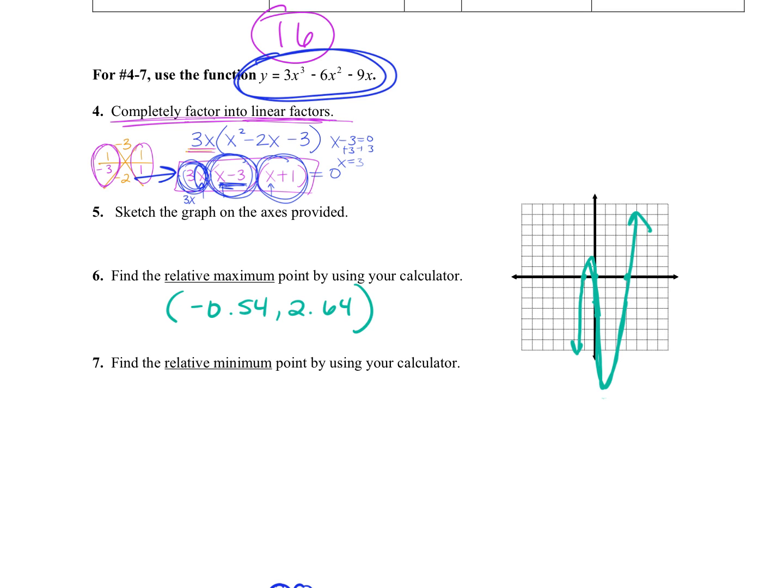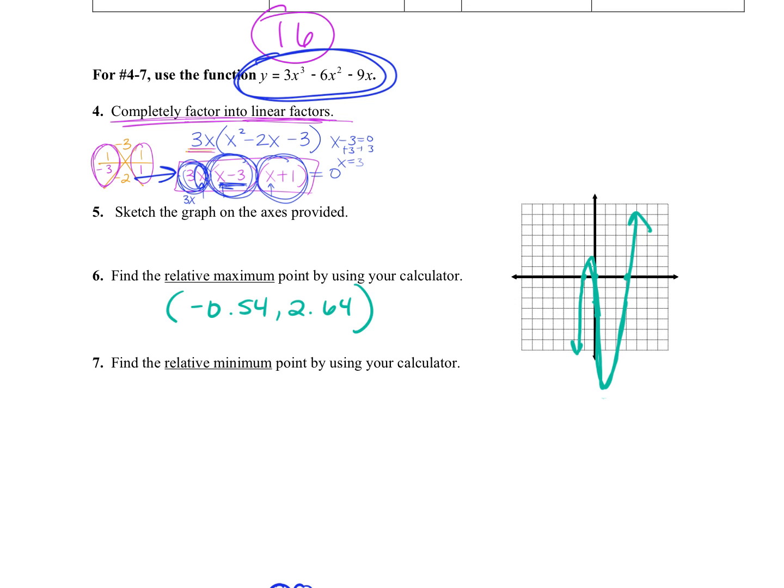Then we do the relative minimum. And we can't see that one, but that's okay. You don't need to see it. Second trace minimum is 3. So second trace 3. And it says, are you to the left of your minimum? I'm just going to move over a little bit just so I'm focused on that bottom curve. So hit enter. And now are you to the right?